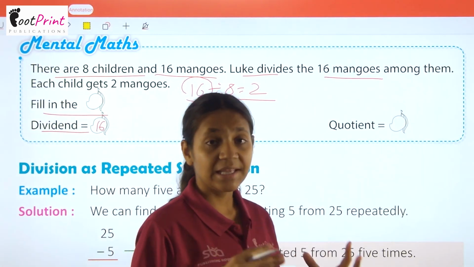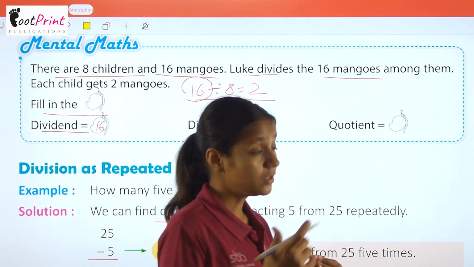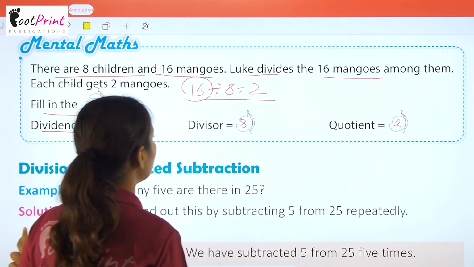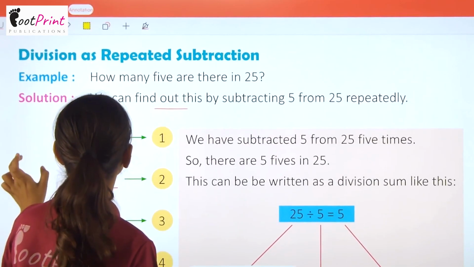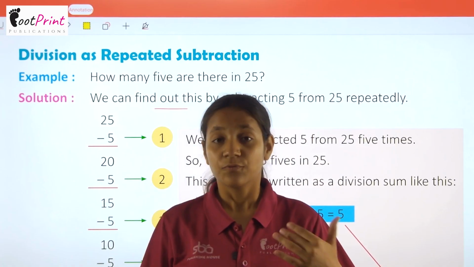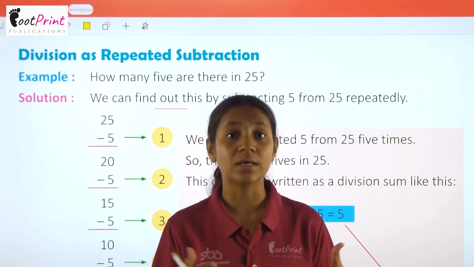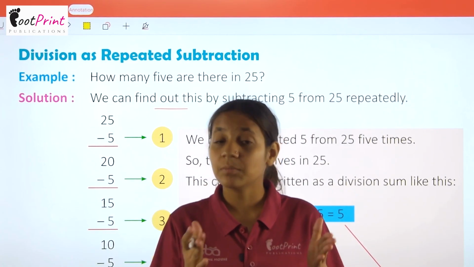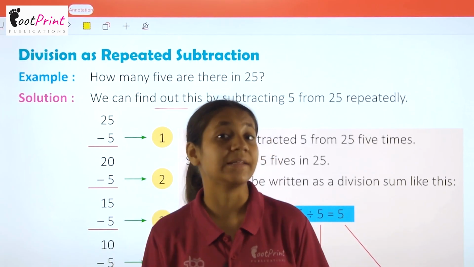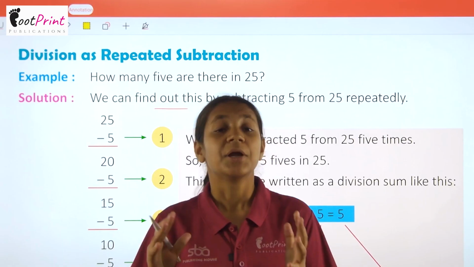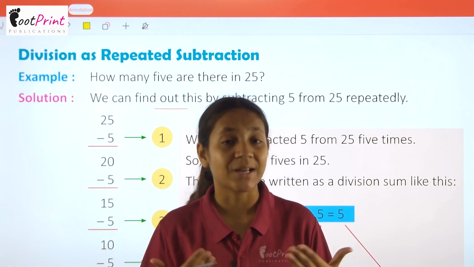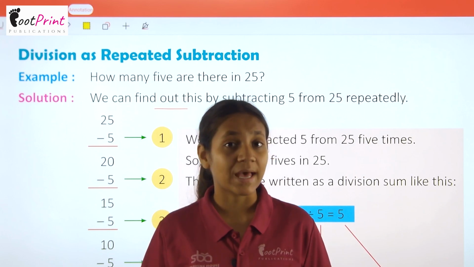And each child is getting 2 mangoes. Okay. So that is how we understand the division equation. Now division as repeated subtraction. We all know in our earlier classes we learned about multiplication, and multiplication is also known as repeated addition. Similarly, division is known as repeated subtraction. जब हम subtraction करते हैं लगातार, is known as division.